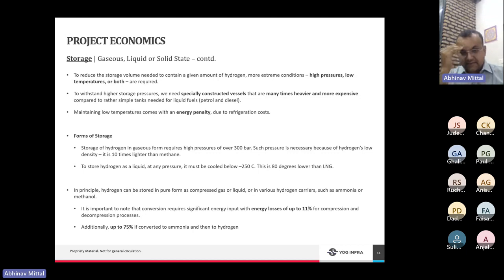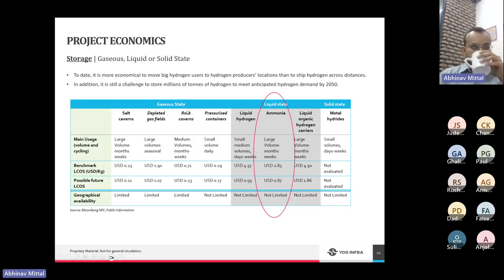Many times people miss out on these things, and that's why it's very important that you take them into account. And that's why storage becomes important. Till date, based on the economics that we have seen so far, it is more economical to move big hydrogen users to the hydrogen producers' location rather than to ship hydrogen across distances. That's why hydrogen production is more fragmented: it's near the load center or the end user of hydrogen, rather than at a centralized location from where it is transported to different places.